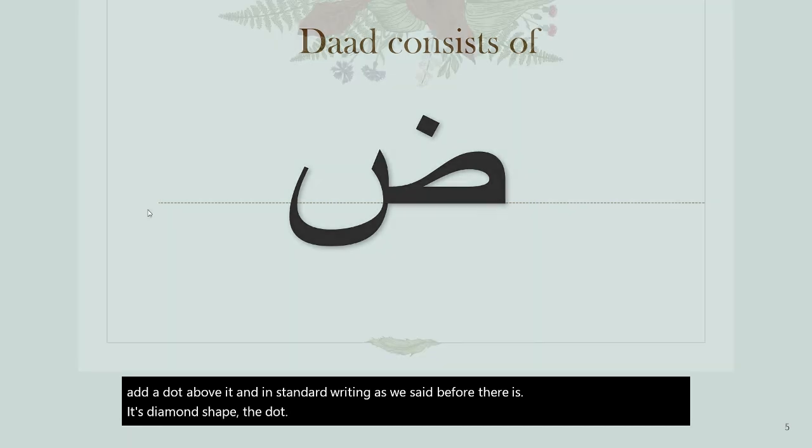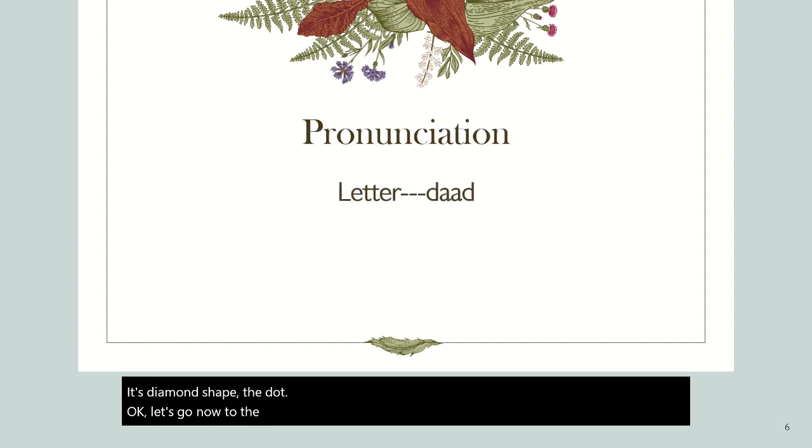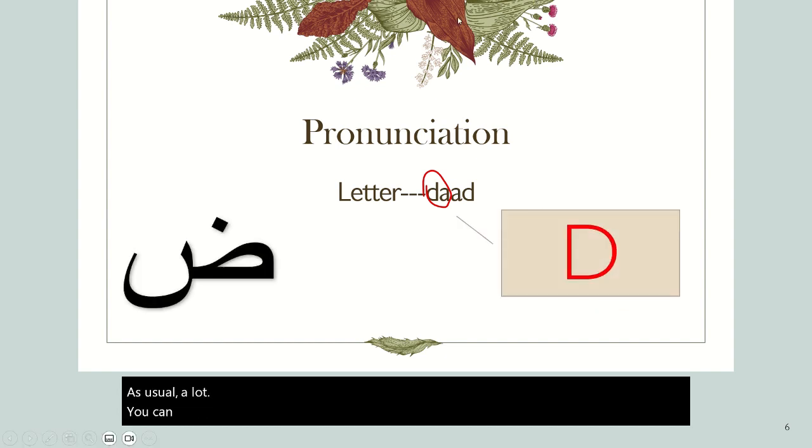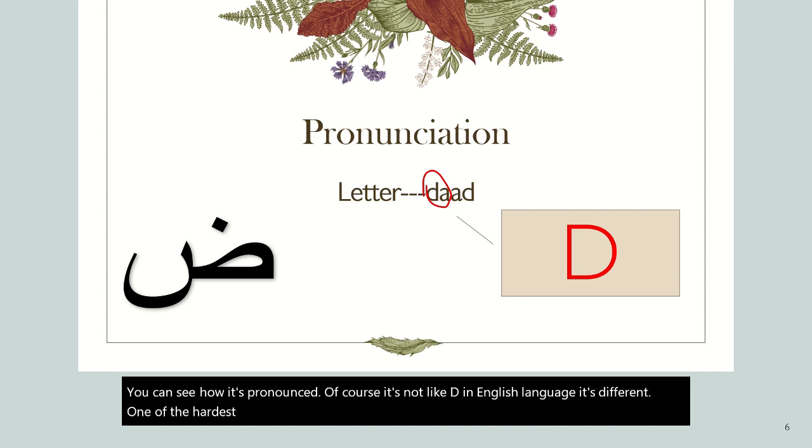Okay, let's go now to the pronunciation. As usual, Daad, you can see how it's pronounced. Of course, it's not like D in the English language. It's different. It's one of the hardest letters to pronounce, to be honest, even for Arabic speakers, because most of the Arabic dialects don't pronounce it in the right standard way.